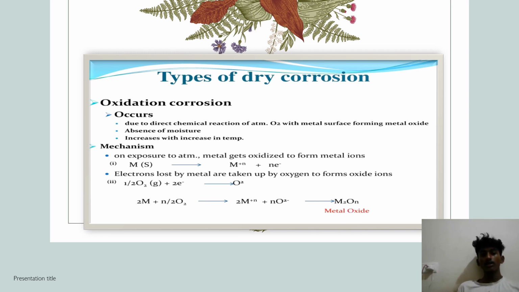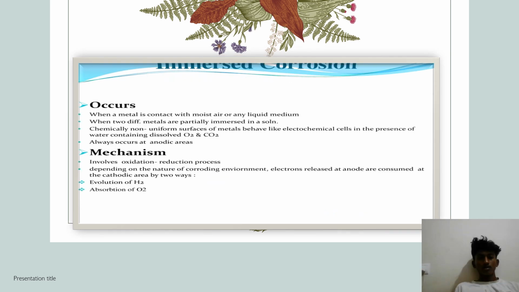It increases with an increase in temperature. Mechanism. On exposure to temperature, metals get oxidized to form metal ions: M gives rise to M n+ plus n e-. Electrons lost by the metal are taken up by oxygen to form oxide ions: 1/2 O2 plus 2 e- gives rise to O2-. So 2M plus n/2 O2 gives rise to 2M n+ plus n O2-, which gives M2On.